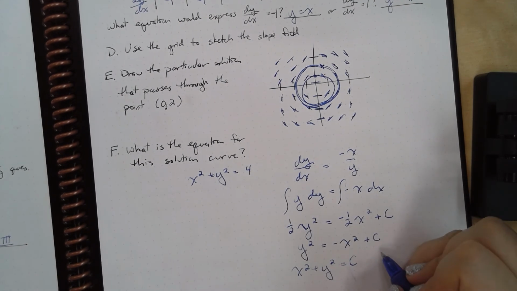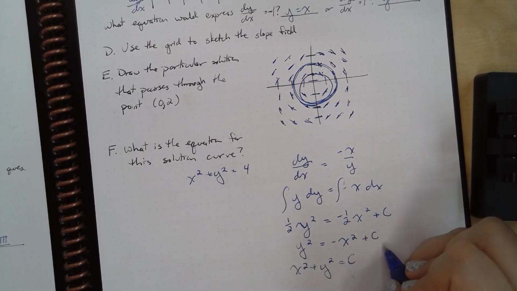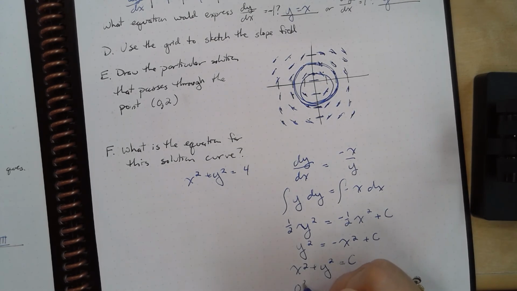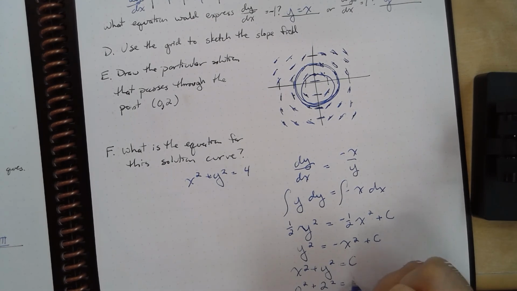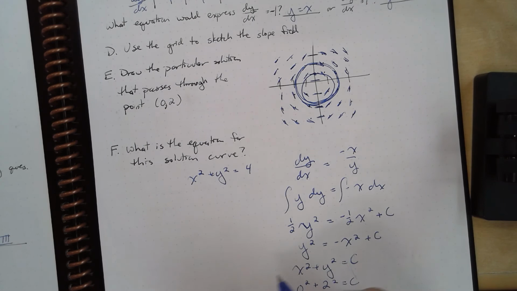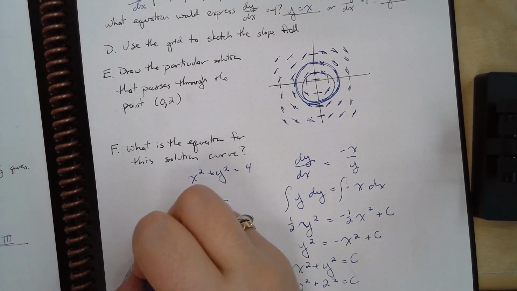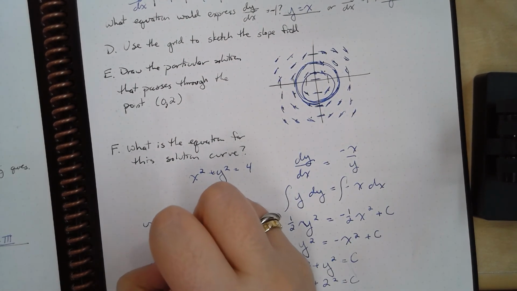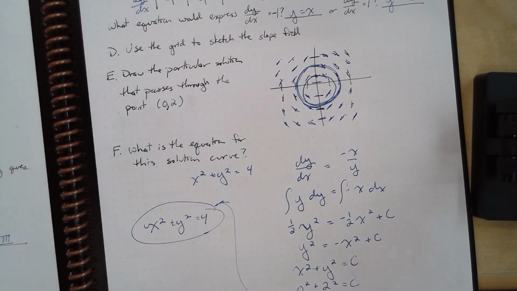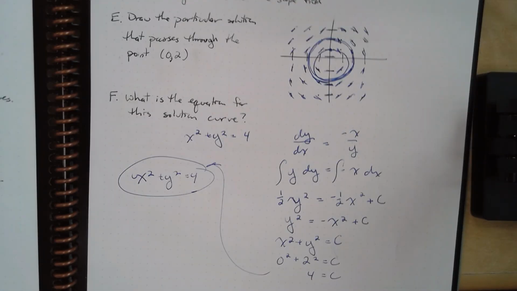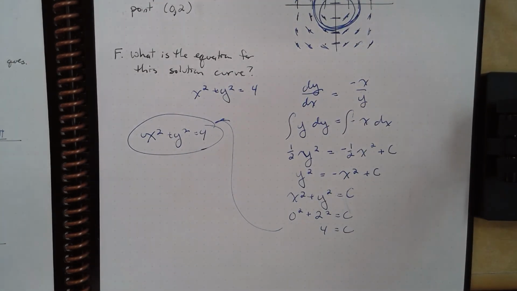And if we're doing this at the point 0, 2, then I'm going to have 0 squared plus 2 squared equals c, so 4 is equal to c. So then I end up with this right here, x squared plus y squared equals 4. Just exactly what we had earlier that we got from the graph. Okay, hopefully that makes sense.